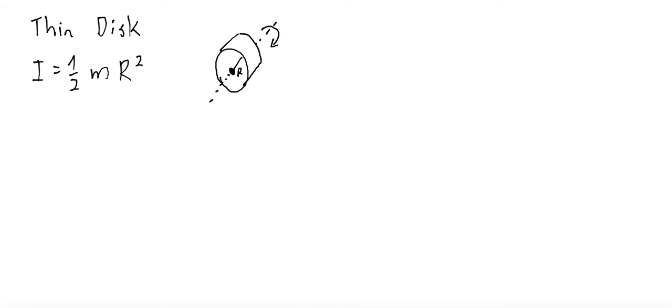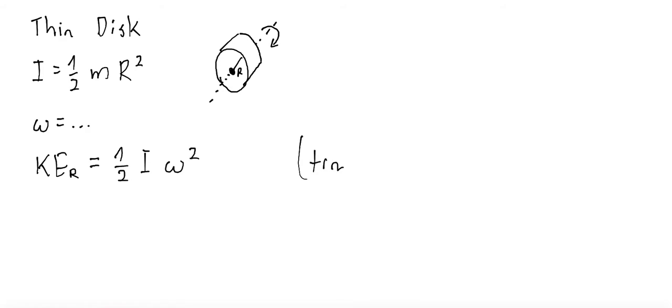And let's imagine that this disk is rotating with angular velocity omega. So what is the energy stored in this rotating disk? This energy is known as rotational kinetic energy. The rotational kinetic energy is very, very similar to translational kinetic energy. It's half of not mv squared, but moment of inertia times angular velocity squared.